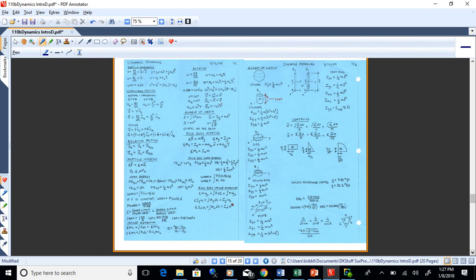All right, so this is just for your general reference. You also get it during a test, okay? So this sheet is what you get on a test.